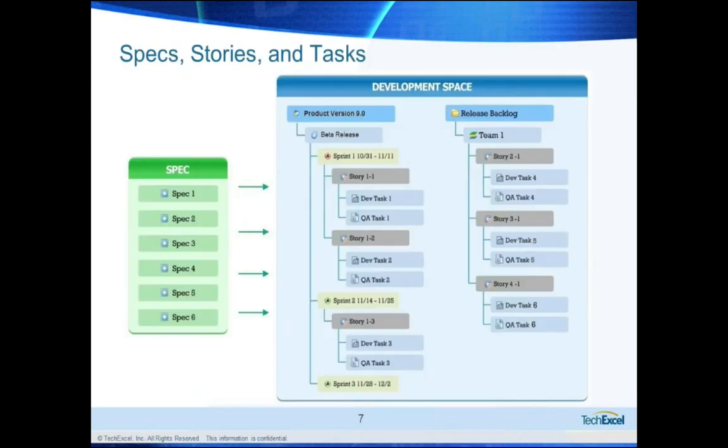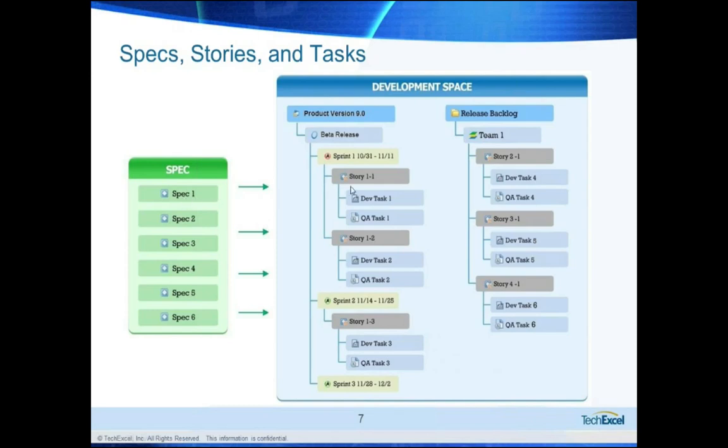The specs and the stories and the tasks in DevSuite are represented in a little bit different ways from typical Agile tools. In DevSuite, requirements once quantified as specifications, as spec items, are used to assign to development sprints to create stories. Stories are the implementation copy of a requirement.